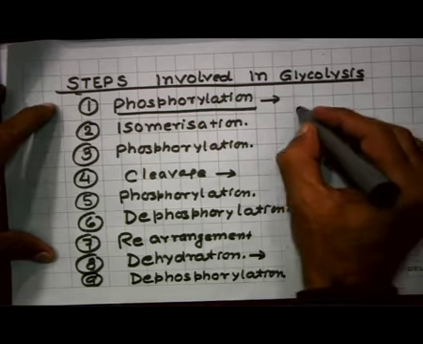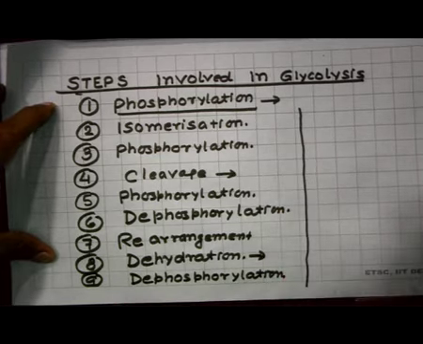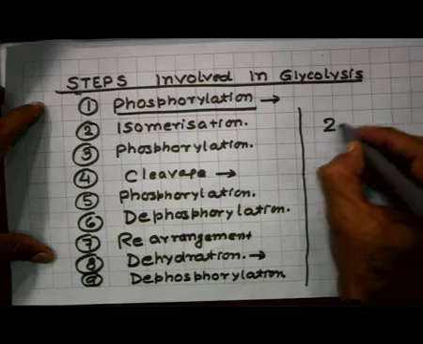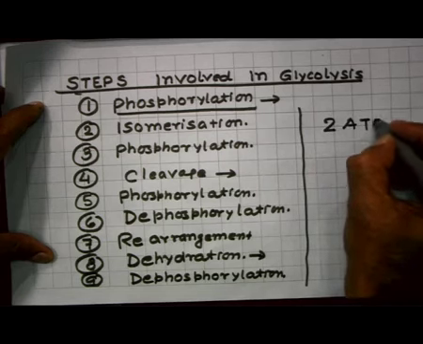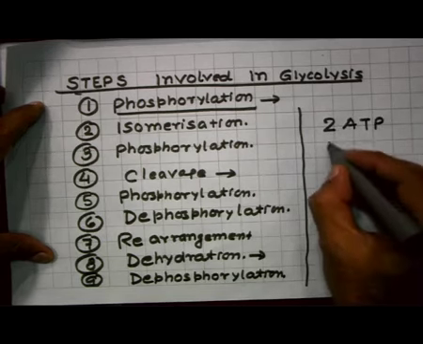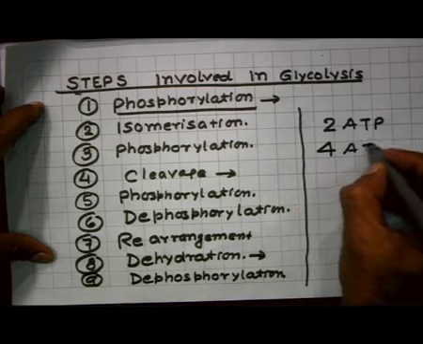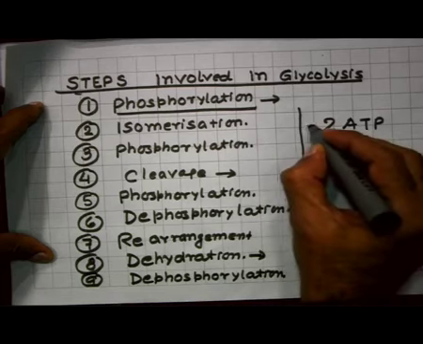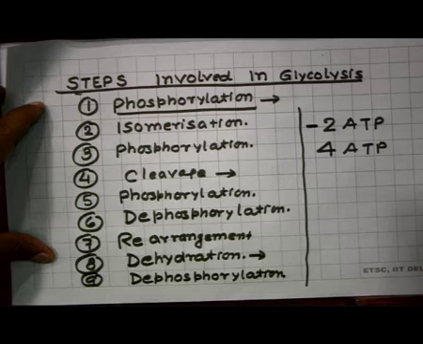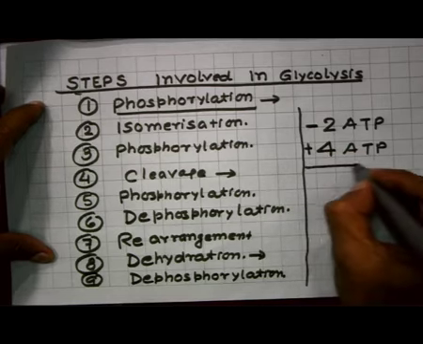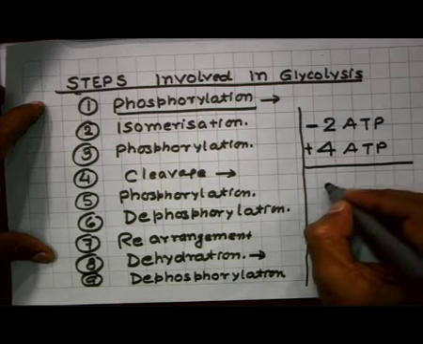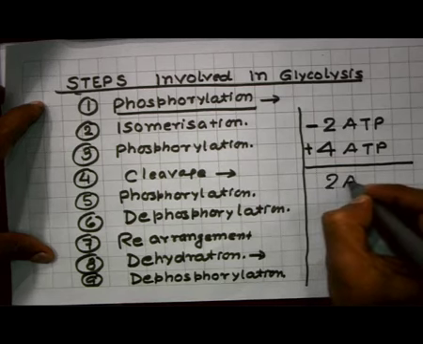These entire steps require 2 ATP and produce 4 ATP. So, 2 ATP is lost and 4 ATP is formed. So, the total gain is 4 minus 2, 2 ATP is formed.